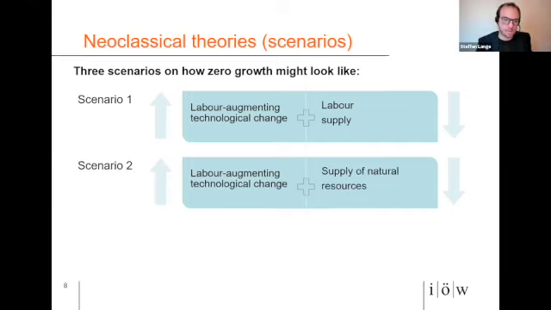The second scenario, or the second group of theories, still has labor augmenting technological change, but they include some supply of natural resources.